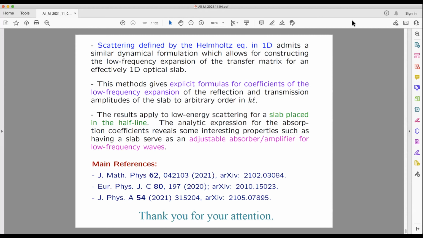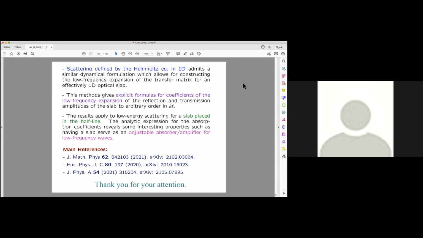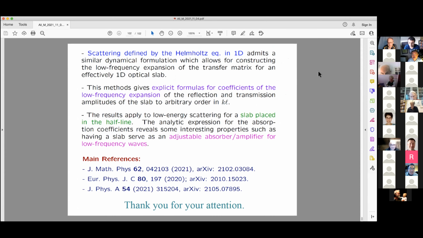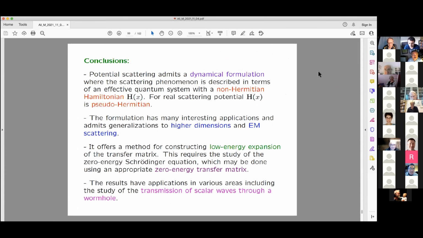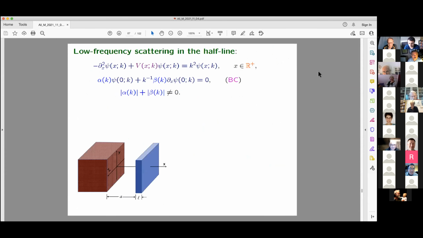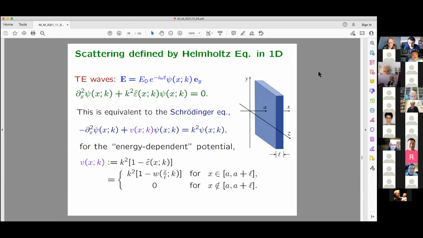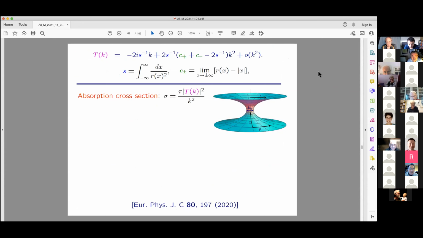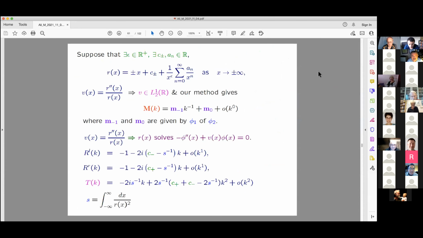Professor Ali, in defining V(x), in the case of this scalar wave transmission through a stable wormhole, you use V(x) defined in terms of R''(x) divided by R(x). What is the limiting value of V(x) for x going to plus minus infinity? Is it independent of x? So with this condition, V belongs to L^1_2, so it goes to zero quite fast. It's a scattering potential.